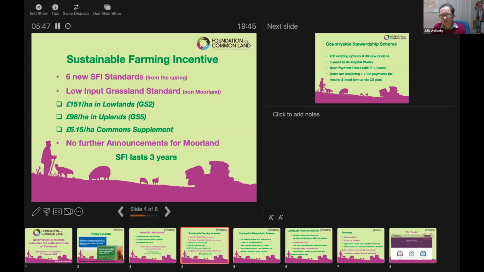The value of biodiversity isn't lower in the uplands than it is in the lowlands, and we do feel it's a great shame that we're effectively pegging payment rates according to what profit you may or may not make on your agricultural activity.